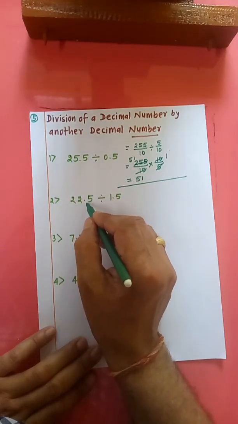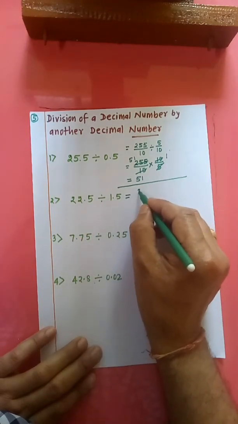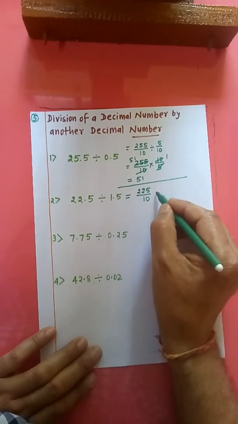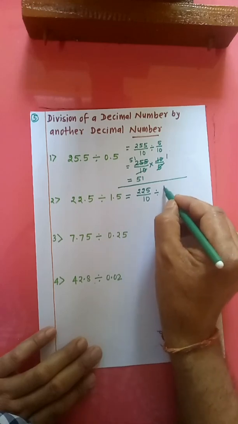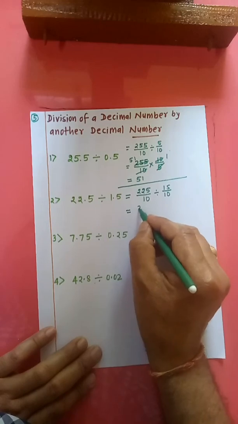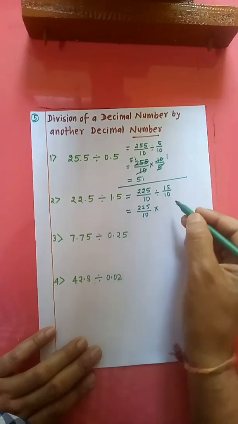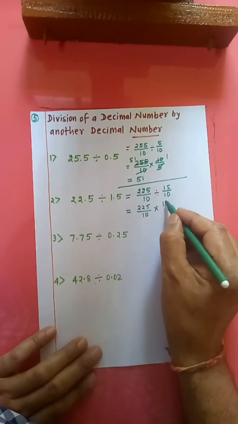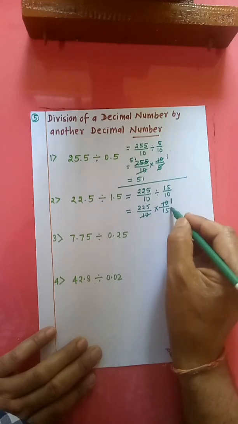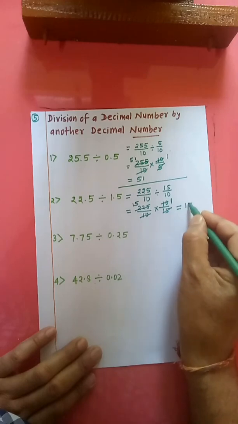Now 22.5 divided by 1.5. First remove the decimal place. We will get 225 upon 10 divided by 15 upon 10. Convert division into multiplication and write the reciprocal of 15 upon 10, which is 10 upon 15. 10 1 ja 10, and 15 15 ja 225. So the answer is 15.